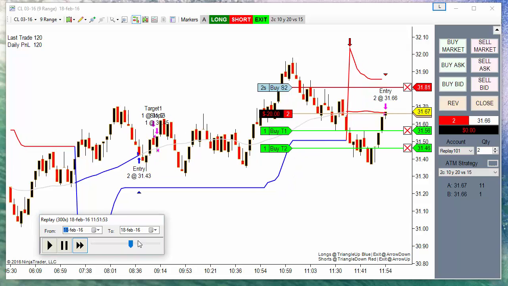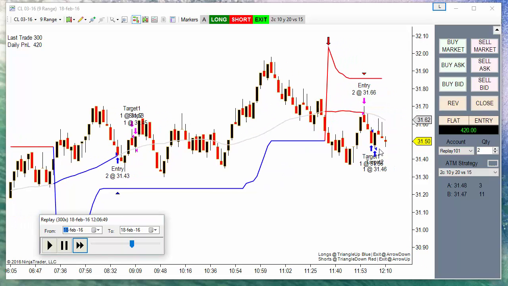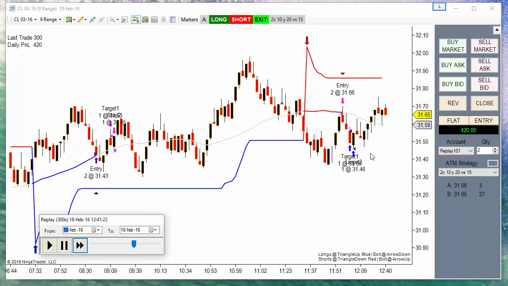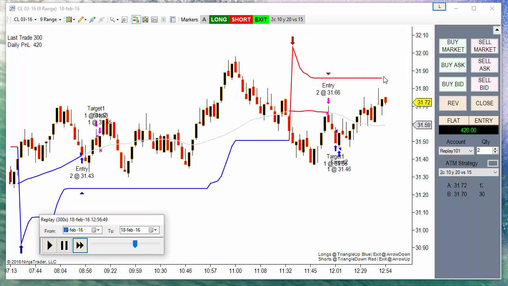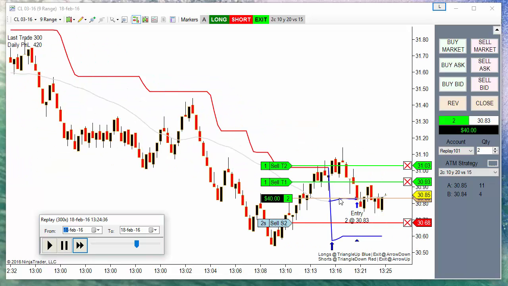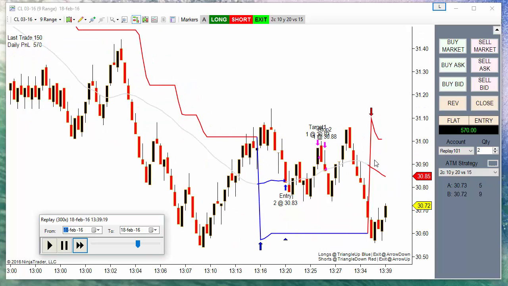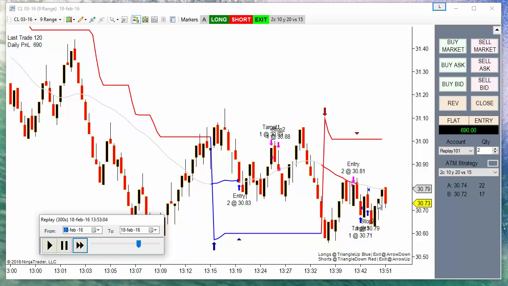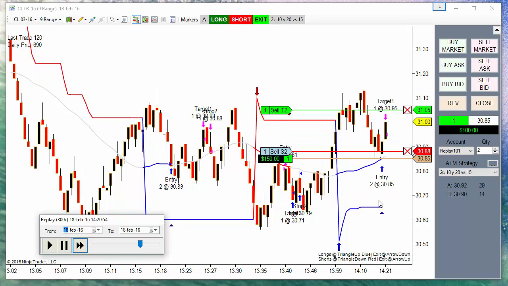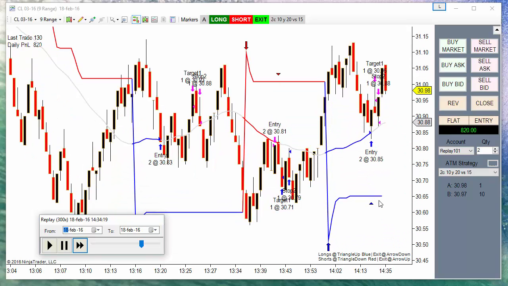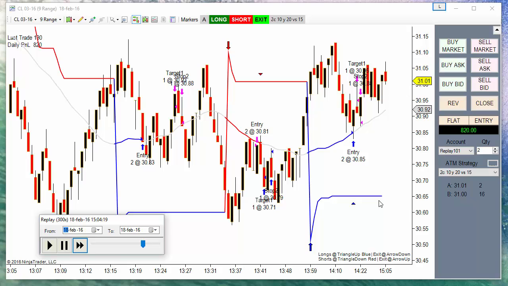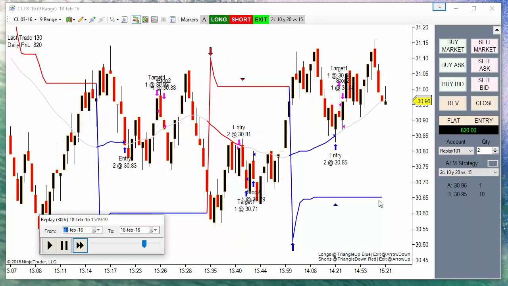Now we are looking for a pullback to the line. Target filled. We have a move to the downside. Order filled. And a change in the trend to the upside, a pullback. So even if the market stays sideways, we get at least a small profit. If the market explodes without a pullback, the worst case is that we don't have an entry.